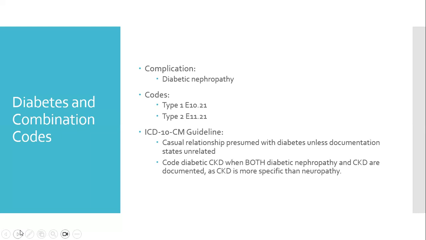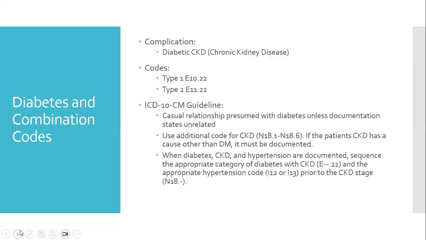Once you get out of your alphabetic index and you get into the tabular section and you get to that code, say for instance the E11.21, if it tells you to code also the second condition, which in this case would be the nephropathy, you would want to make sure that you also bill the nephropathy code secondary to the combination code. For instance, it says code diabetic chronic kidney disease when both the diabetic nephropathy and the chronic kidney disease are documented, as the chronic kidney disease is more specific than the nephropathy. So hopefully that makes sense.